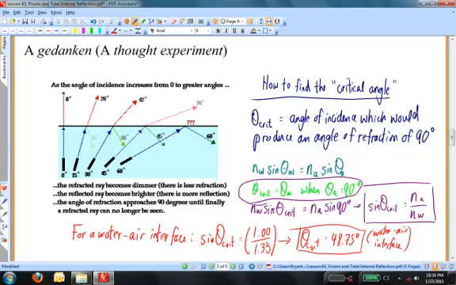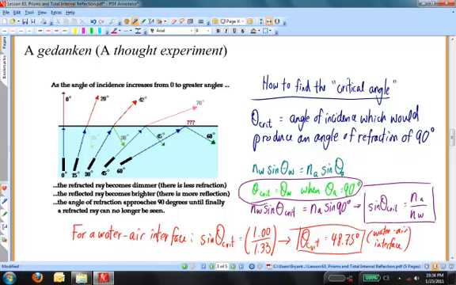What this means is that if the angle of incidence is less than 48.75 degrees, then some light's going to cross the boundary into the air. But if the angle of incidence is greater than the critical angle, then all the light gets internally reflected. None of it will cross the boundary. Big deal. So what? Well, here's the big deal.